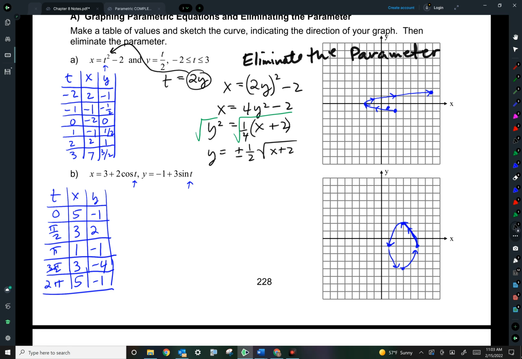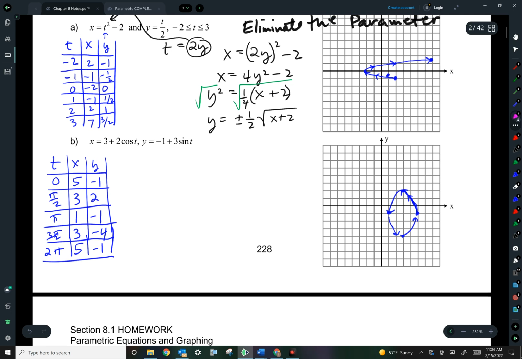Well, does that look like the square root graph? Yeah, it does. Notice this part up here on the top is the positive square root graph. This part down here is the negative part of the square root graph. So you can see how I can turn those parametric equations into a rectangular equation, which is what we're used to. Okay, so let's look at letter B.